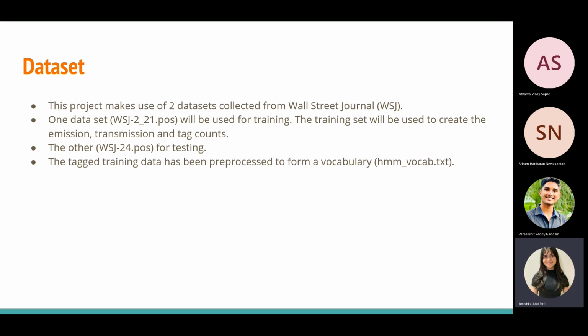So this project makes use of two data sets, which are from the Wall Street Journal. One would be used for training and the other will be used for testing. The training set will be used to create emission, transition, and tag count dictionaries, which will be explained further. And the testing set will be used for predicting.